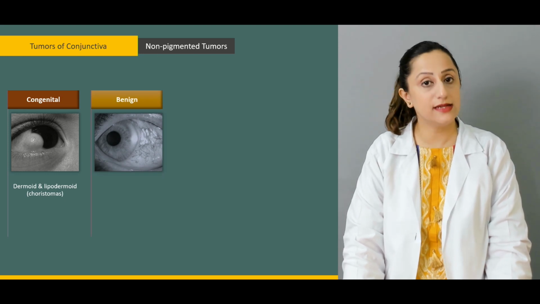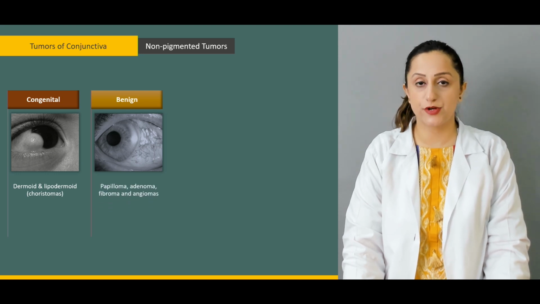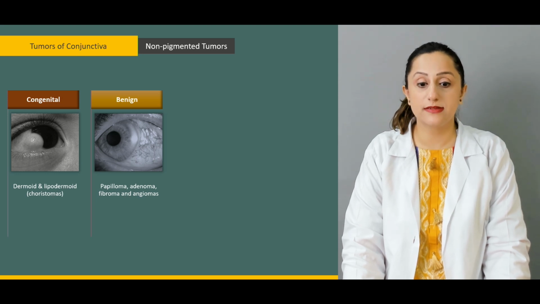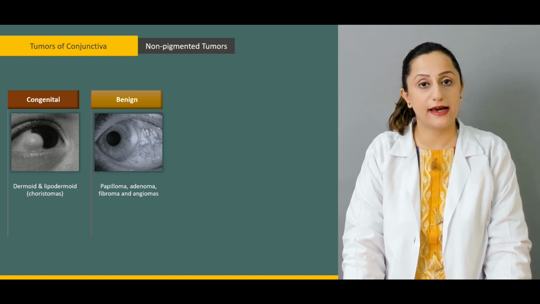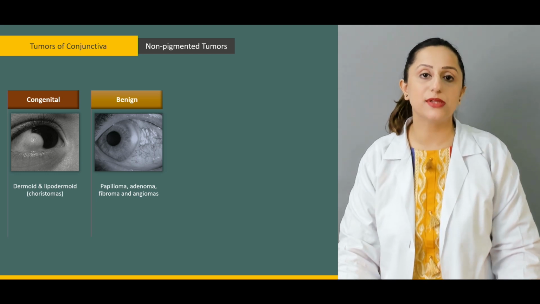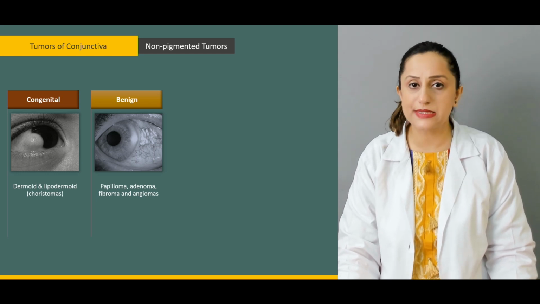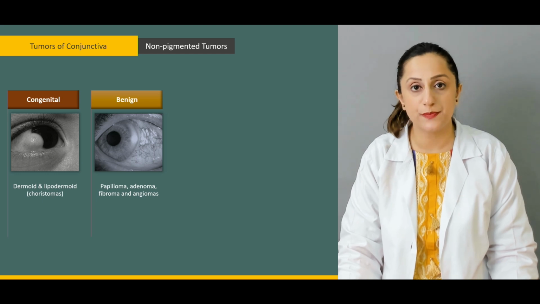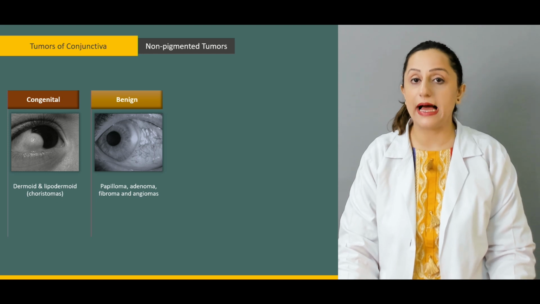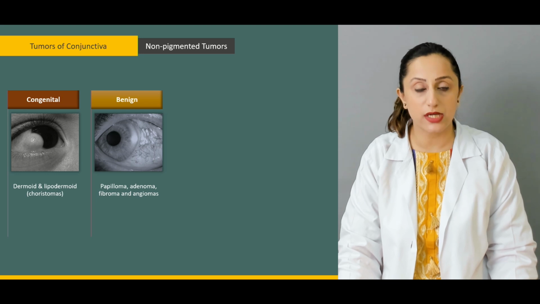We have the benign conditions that can arise in the non-pigmented tumors. For instance, we can have papillomas, adenomas, fibromas, and on the other hand, we can have angiomas. As the name indicates, a papilloma would be related to papillitis or quite similar to a follicular condition that arises in the bulbar part of conjunctiva. On the other hand, if the glands are involved, it would be a case of adenoma. It can be the glands of Krause.